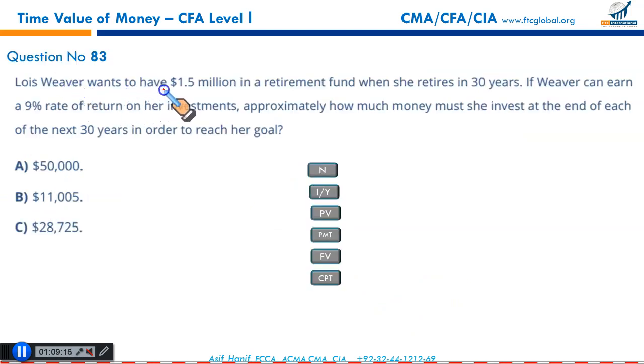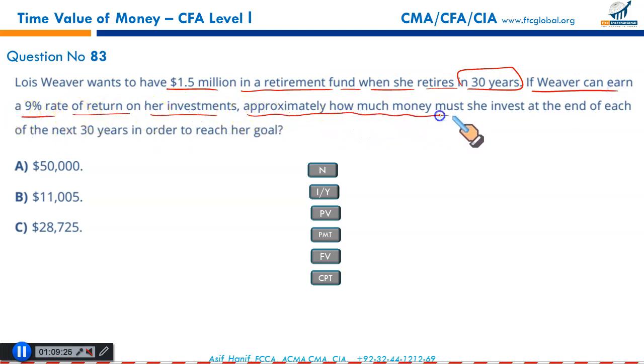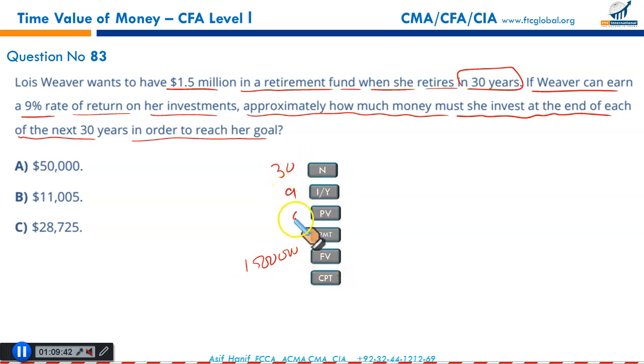Louis Weaver wants to have 1.5 million in the retirement fund when she retires in 30 years. If she can earn a 9% rate of return on her investments, approximately how much money must she invest at the end of each of the next 30 years in order to reach her $1.5 million goal? It's a lot of money, by the way. $1.5 million to be invested for 30 periods, 30 years, at an interest rate of 9%. Present value is 0. What should be the payment?